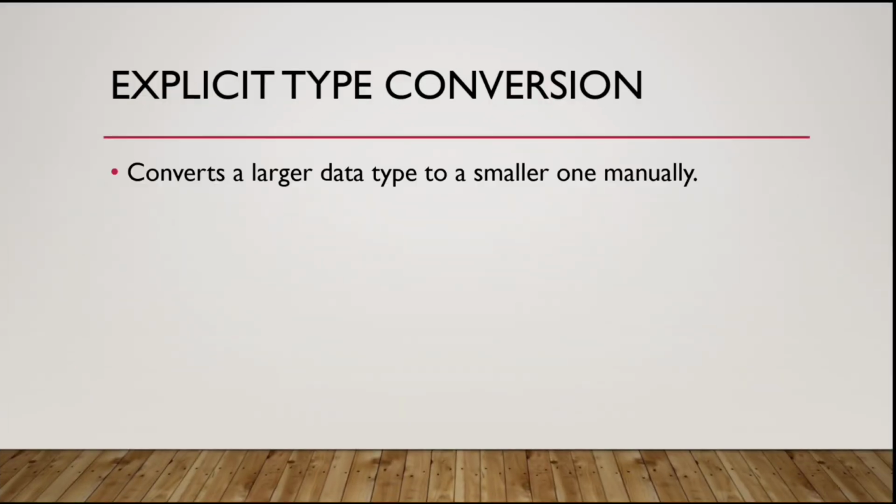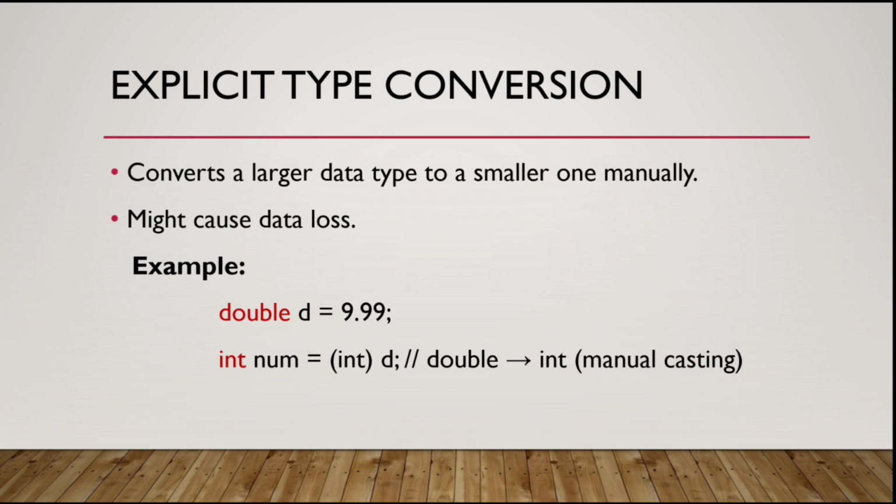Explicit type conversion converts a larger data type to a smaller one manually. It might cause data loss. Example: double d = 9.99; int num = (int) d; double to int, manual casting.